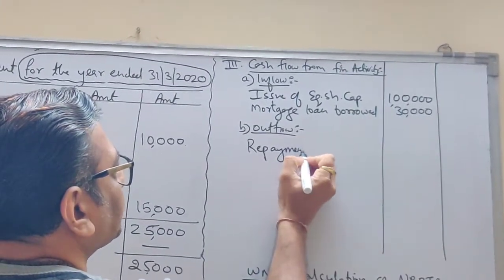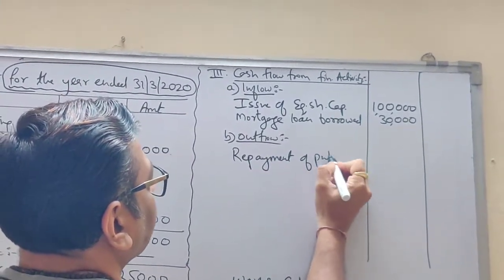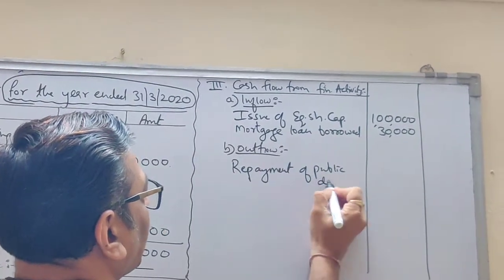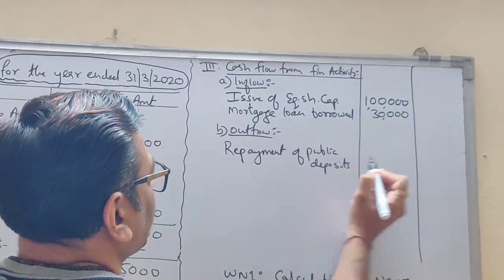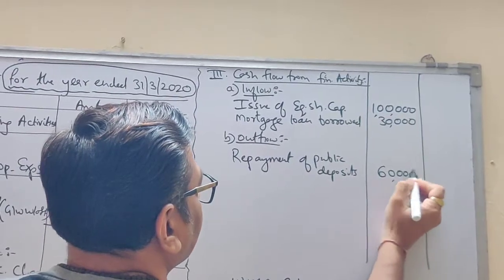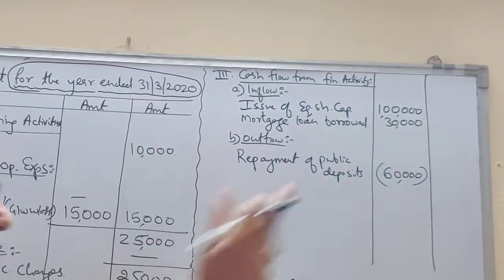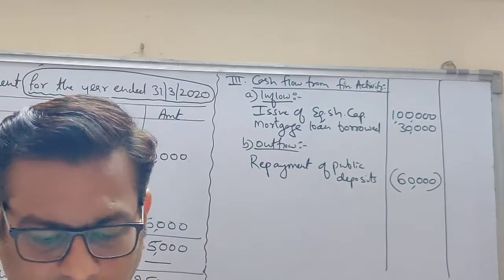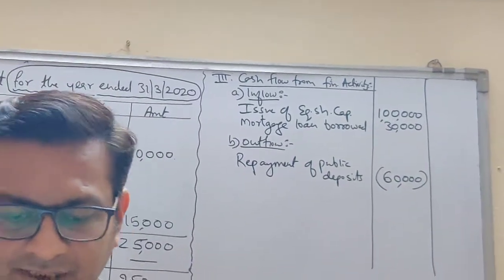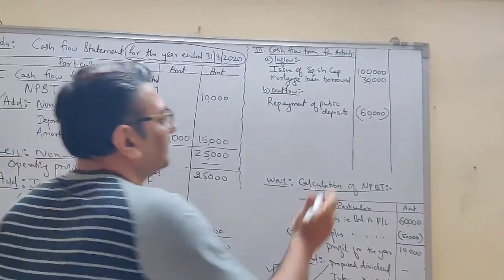Repayment of public deposits. How much did we repay? 60,000. Outflow, you show it in brackets, students. So are we done with the long-term borrowing? Yes. So we are done with the financing activity.